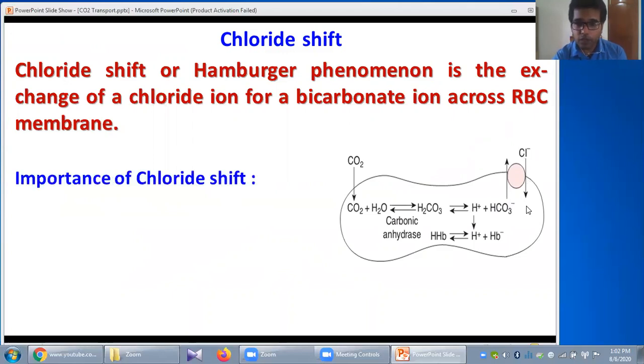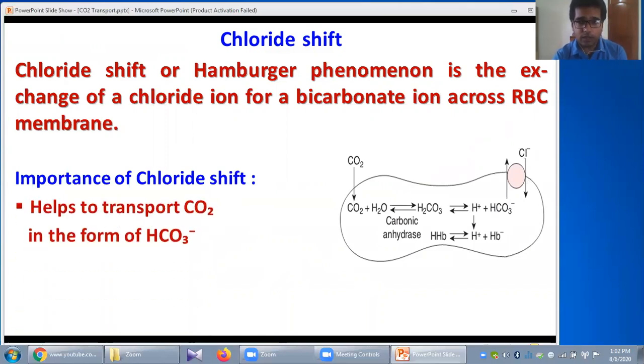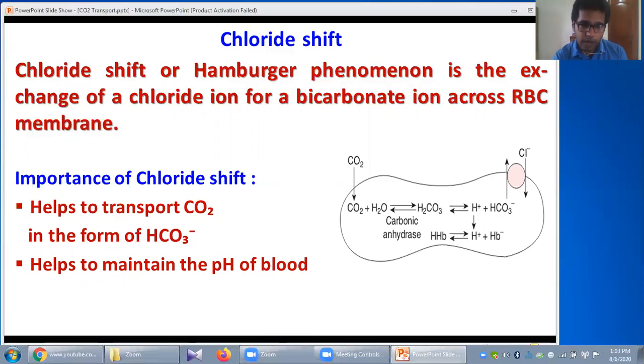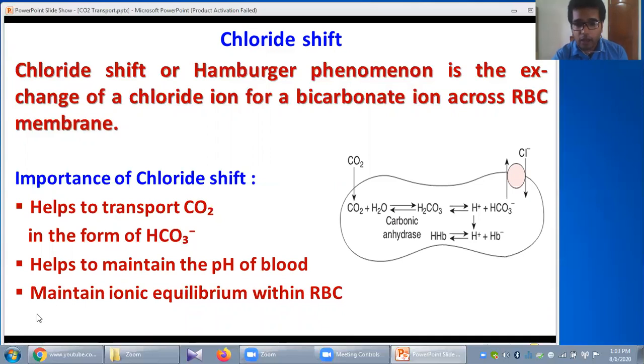Okay. So what are the importances of this chloride shift mechanism? I have already mentioned, you can see here. It helps to transport carbon dioxide in the form of bicarbonate, as I explained in the previous slide, and helps to maintain the pH of the blood. Not only blood, it also helps to maintain both intracellular and extracellular pH. And it also helps to maintain the ionic equilibrium within the red blood cell. I have explained it already. Is it okay? And this chloride shift occurs at the level of the tissue capillary, or at the tissue level.